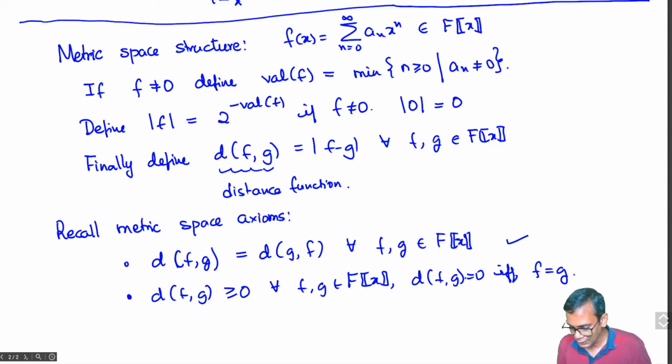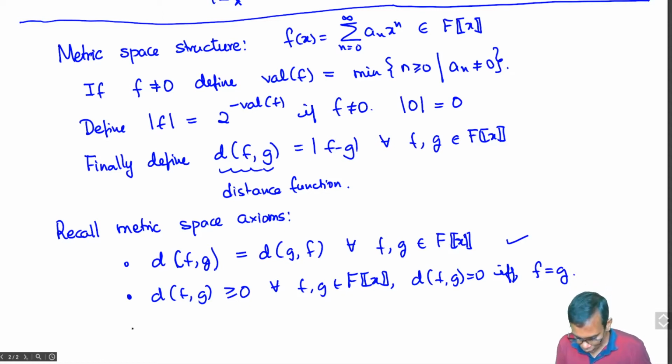And if d(f,g) is equal to 0, that means that the norm of f minus g is equal to 0. But if you look at any non-zero element, then it has a valuation which is a non-negative integer, and 2 raised to the negative of any non-negative integer, i.e. 2 raised to any non-positive integer, is certainly going to be a positive real number. And so if f and g are not equal, then f minus g is not 0, and so d(f,g) is going to be strictly positive.